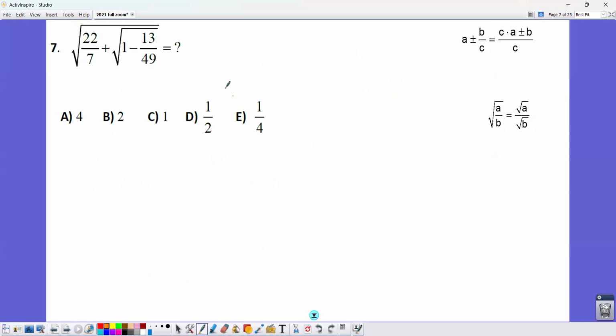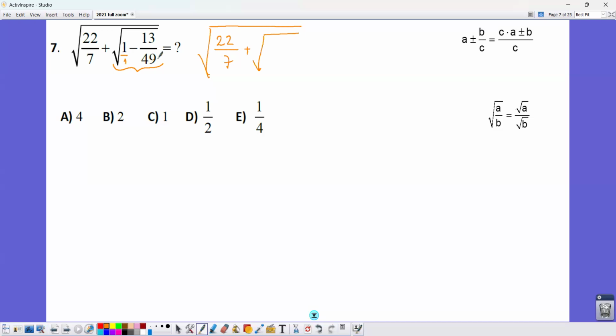Then, when we are coming to the seventh one, we have a square root question with fractions inside. Firstly, when you have square roots inside of a square root, you always start with the inner part. So what I have here is 1 minus 13 over 49. The other part I write as it is, 22 over 7 plus the root of, and I will do the addition here.